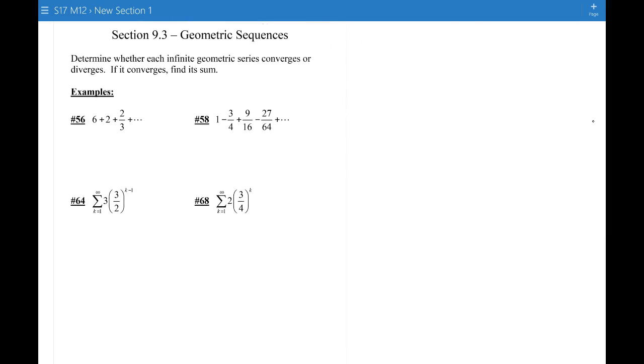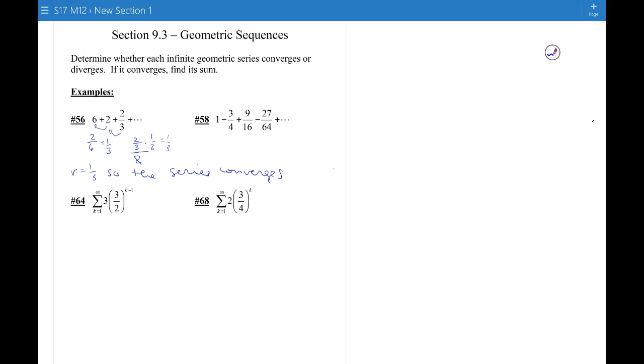Okay, here are some examples. We have to decide whether the series converges or diverges. So you just look at how big r is. For this one, you say 2 divided by 6, so it looks like we're multiplying by 1/3. Then 2/3 divided by 2 is 2/3 times a half, so that's 1/3. So r equals 1/3, and the series converges.